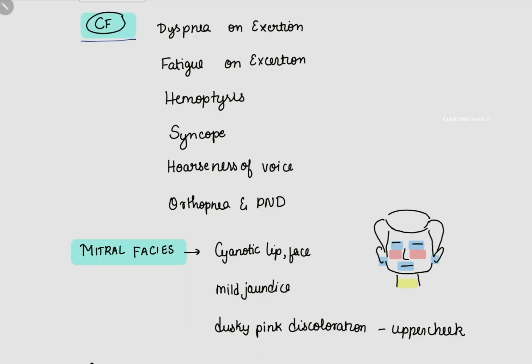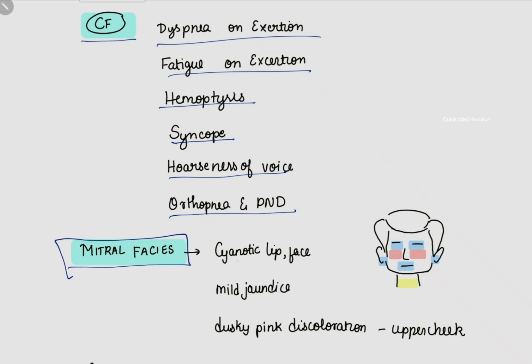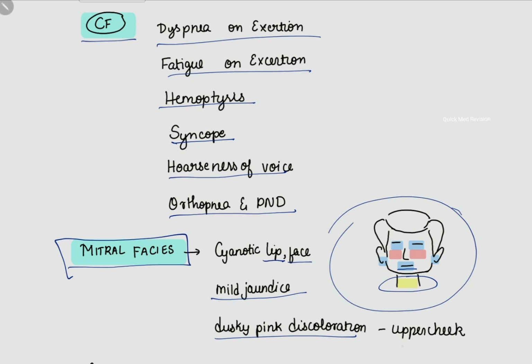Clinical features of mitral stenosis. It includes, as we have seen, dyspnea on exertion, fatigue on exertion, then hemoptysis, syncope, hoarseness of voice, orthopnea and PND. Then we have mitral facies, that is, the face appears something like this. There will be cyanotic lip and face. As you can see, bluish discoloration of the face and the lips. Mild jaundice, as I have colored it here with yellow. Then dusky pink discoloration of the upper cheek.